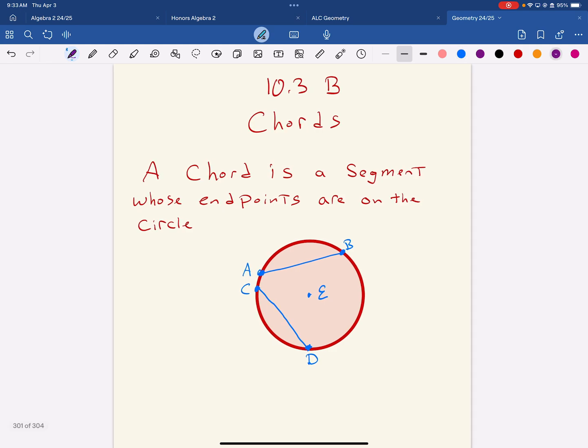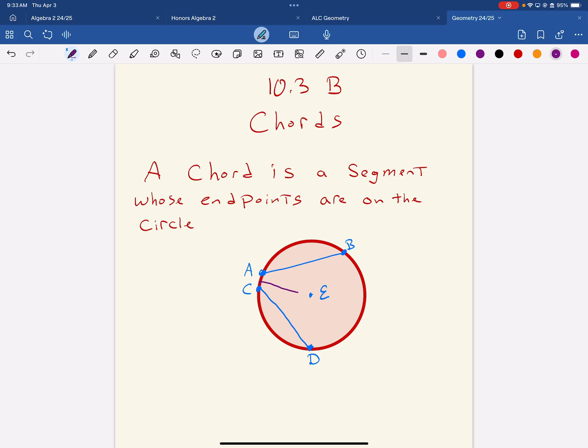I could draw a diameter in here. A diameter goes through the center of our circle. I think you guys all know that. We've talked about it. But it has endpoints on the circle as well. So a diameter is actually considered to be a chord. And it's a chord as long as the endpoints are on that circle.